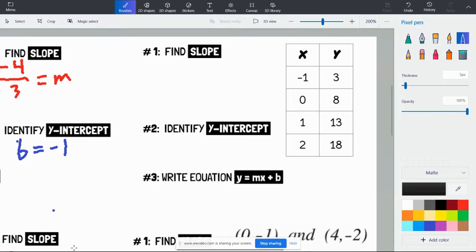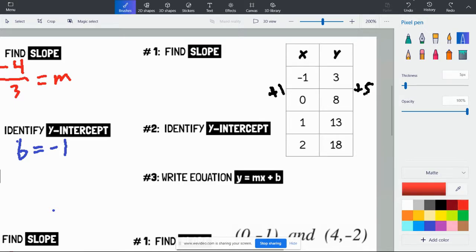So from -1 to 1, it's just +1. You only have to do 1 point. From 3 to 8, it's +5. Okay, you can go through and do all the other ones. From 0 to 1, it's 1. 1 to 2, it's 1. 8 to 13, it's 5. 13 to 18, it's 5. But really, all you need is 2 points. You have 1 point here, -1, 3, and 0, 8 is your other point.